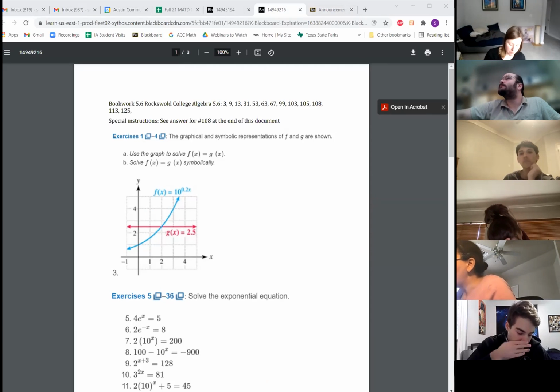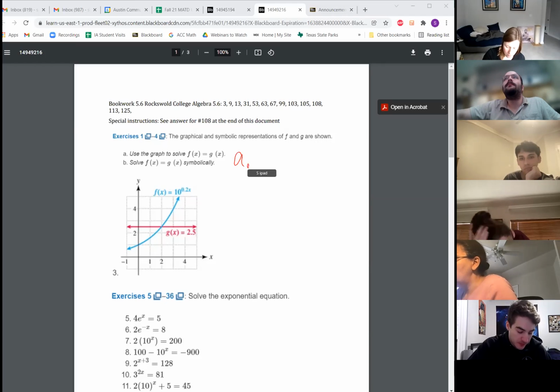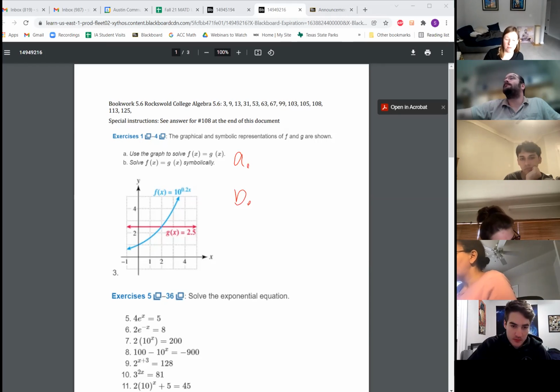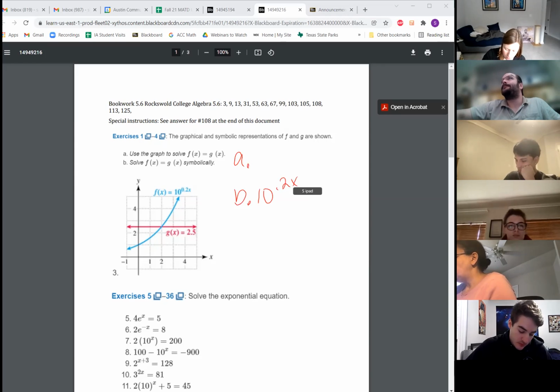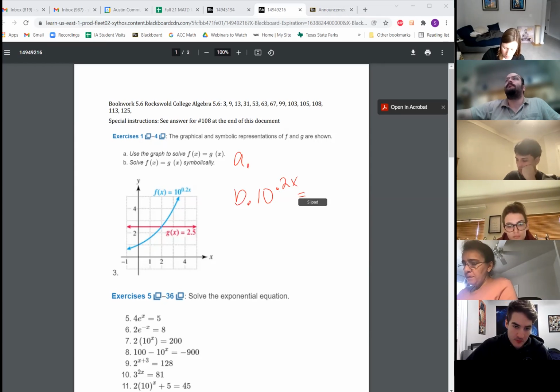For B, when it says symbolically, am I solving for x? We're going to set them equal, right? Because it says f of x equals g of x, and then solve for x. Okay, yeah. I did 10 to the 0.2x equals 2.5.